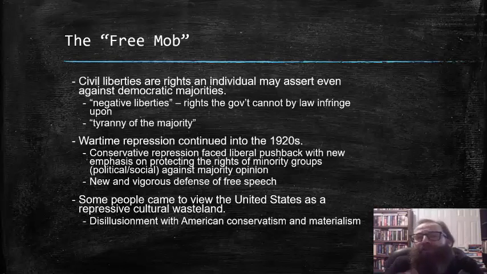And this is very much closely associated with the concept of negative liberties that we have discussed previously in this course, and particularly in American History 1 if you took that course with me. And negative liberties, again, are the rights the government cannot by law infringe upon. And this is best exemplified in the American Bill of Rights, with its protections of things like freedom of speech, freedom of the press, freedom of religion, freedom of assembly, things of that nature.